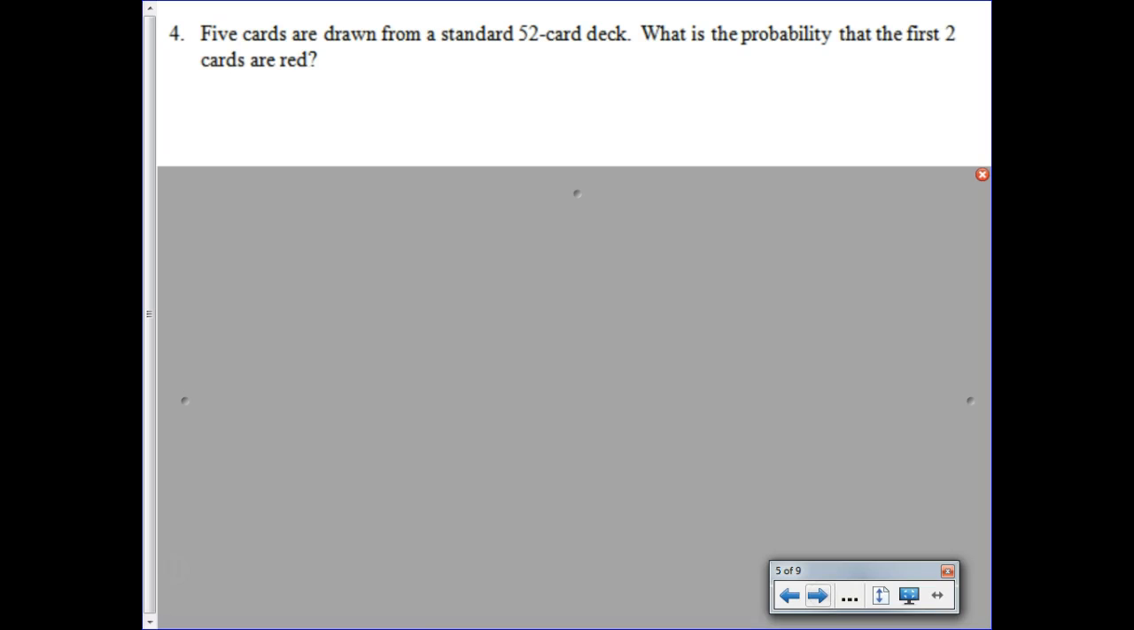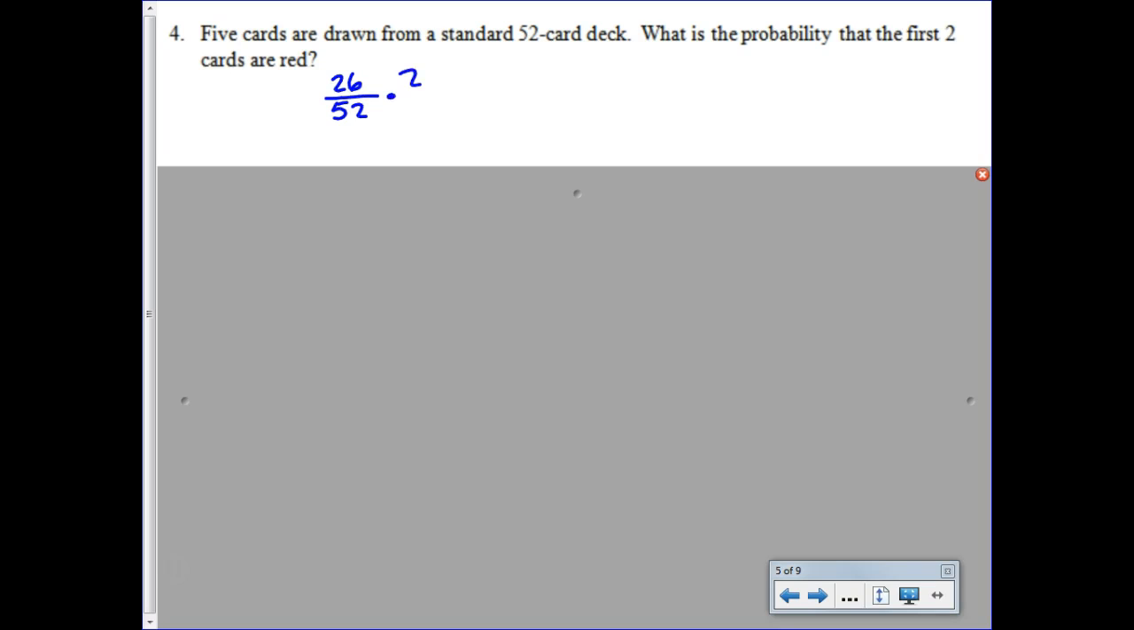Okay, 5 cards are drawn from a standard 52 card deck. What is the probability that the first 2 cards are red? So we want the first card to be red and the second card to be red. So since we're talking and, we're multiplying here. So if we draw a card out of a deck and we want the probability that the first 2 are red. Well, how many red cards do we have? We have 26 to choose from out of 52.